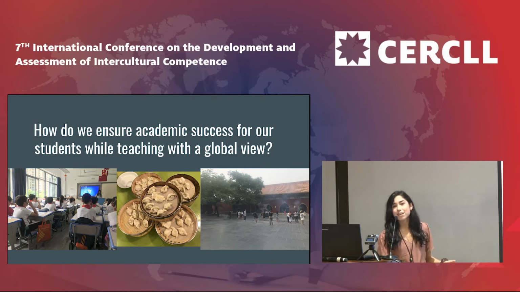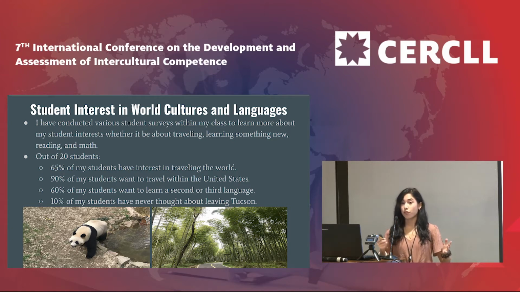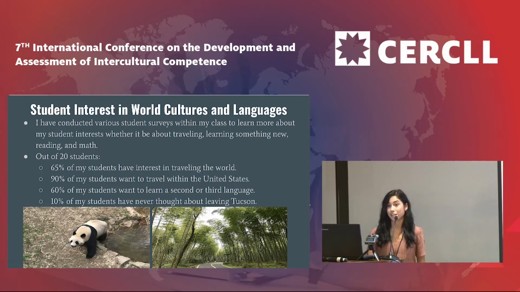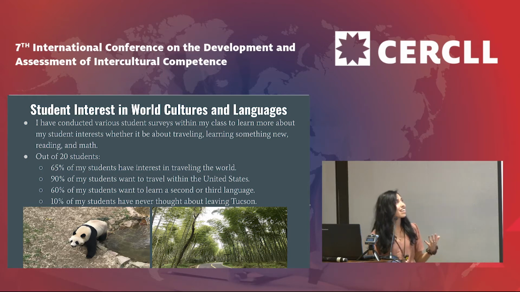When my students think about me going to China, they think of bamboo, pandas, orange chicken, which is not Chinese, and they are shocked when you tell them the orange chicken is not Chinese, and they think of Mulan. Those are their preconceived notions of China. And so what I did was conduct some surveys of what their interests are in world cultures and languages. I found out 65% of my students have interest in traveling the world.